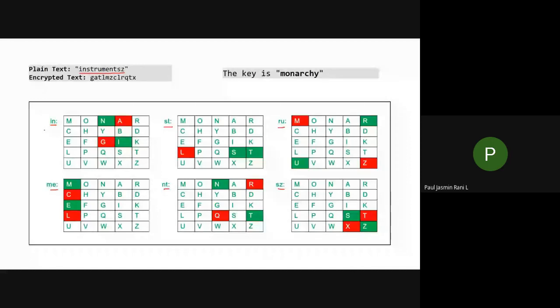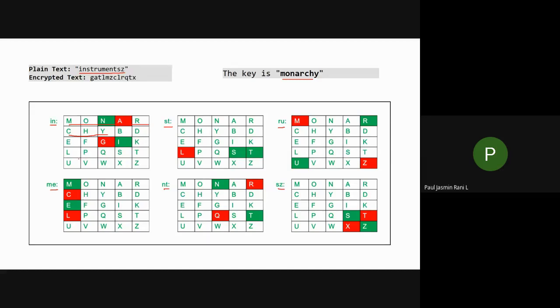Next, after splitting, first let us consider your key is MONARCHY. So what is the second step? The second step is that you have to form your 5 cross 5 matrix using the key MONARCHY. So you have to form this MONARCHY keyword like this. After that you have to fill in all your alphabets. Let us assume that all the alphabets are filled.